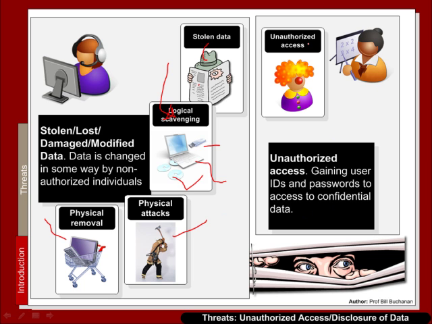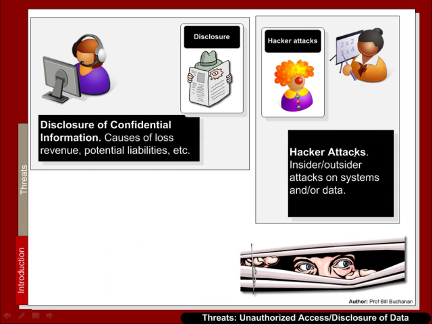We can also get unauthorized access. This is where an intruder will try to gain access to a valid username and ID and be able to get access to some confidential data. We can also have the disclosure of confidential information. So this could lead to losses of revenue, potential liabilities, and so on. So it's always important that employees are kept informed as to what information they can actually disclose to external parties.